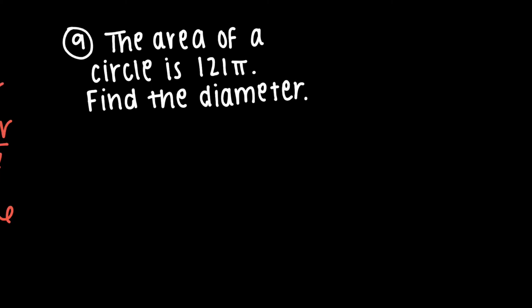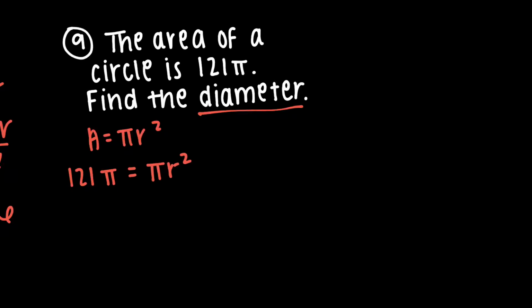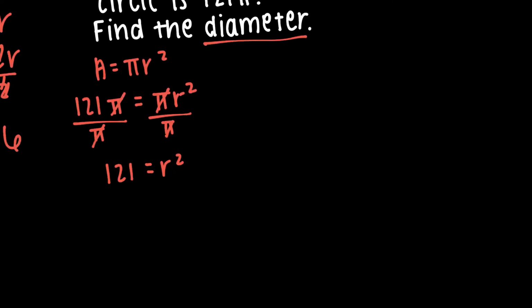Problem 9, I'm asking you to work backwards from the formula A equals pi r squared to find the diameter. So first I know that the area is 121 pi, and it's equal to the formula pi r squared. Remember, pi is a number, so I'm going to divide both sides by pi. When I do that on the right, it cancels out, and I'm left with r squared. And when I do that on the left, it also cancels out, and I'm left with 121. I need to go ahead and find r, so I'm going to take the square root of both sides.